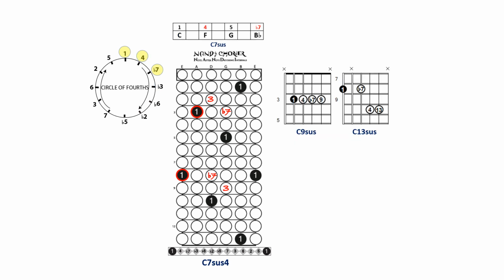Simply swap out 3 for 4 to switch from a dominant 7th to a dominant 7 sus 4 voicing. The extensions for 7 sus 4 chords are 9 and 13.